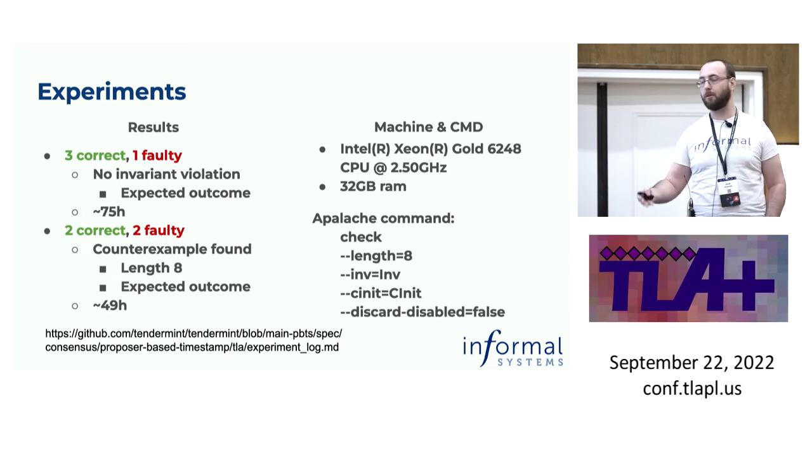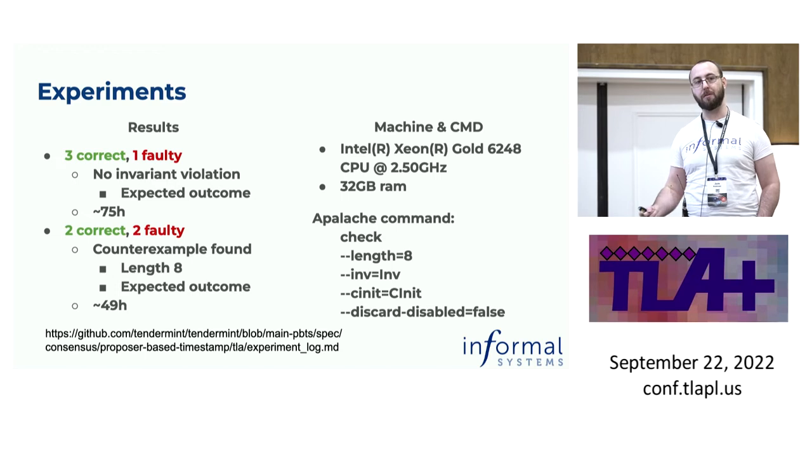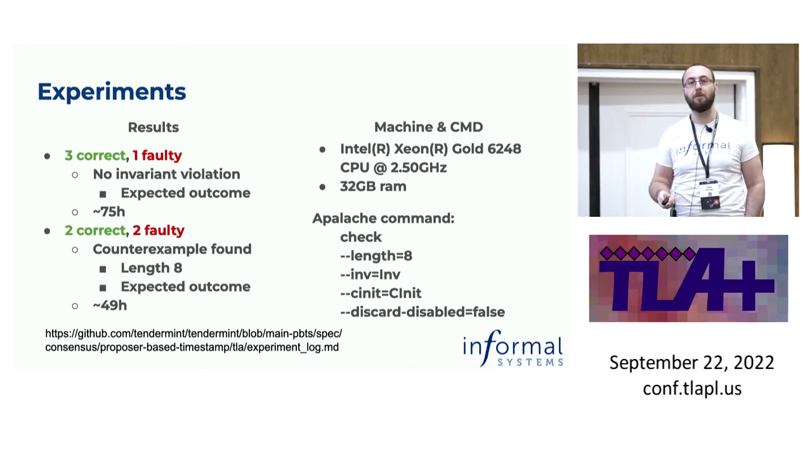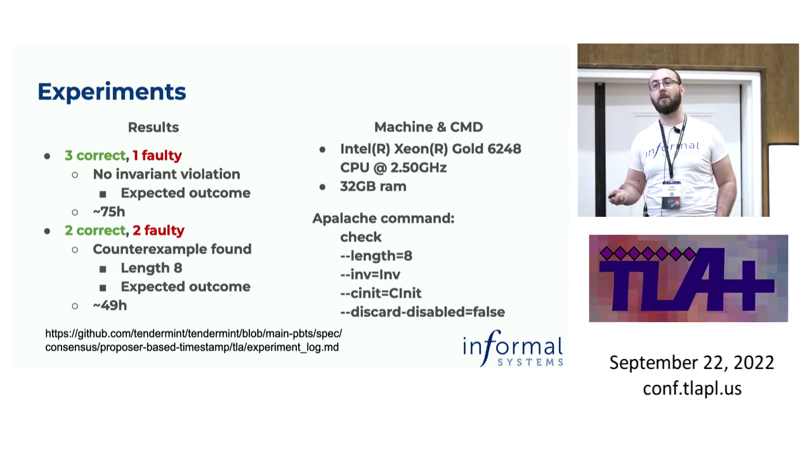So you don't have this. You do not have less than a half of processes faulty. You have actually exactly half of processes faulty, and that's too much. So it violates the assumptions. Therefore, if it violates the assumptions, you should be able to show that correctness doesn't hold.